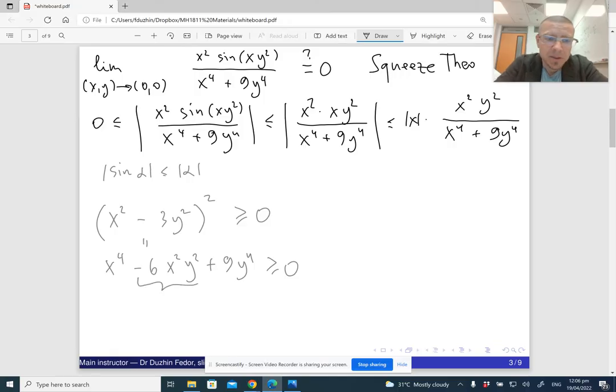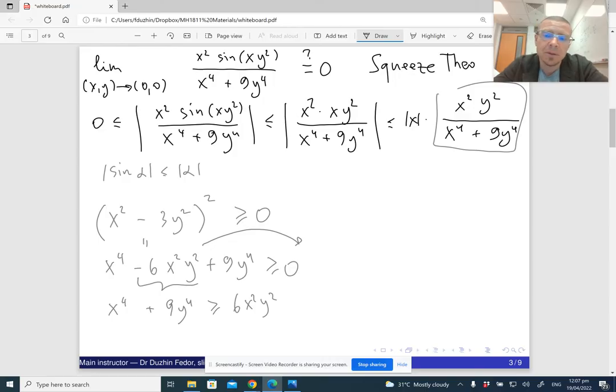Now I'm going to move this thing to the right hand side. So this inequality is equivalent to saying that x to the 4 plus 9y to the 4 is bigger than or equal to 6x squared y squared. But this is already very close to what we really need, right? Here we have a ratio of x squared y squared divided by this. So how do we construct such a ratio? We can just divide by x to the 4 plus 9y to the 4.